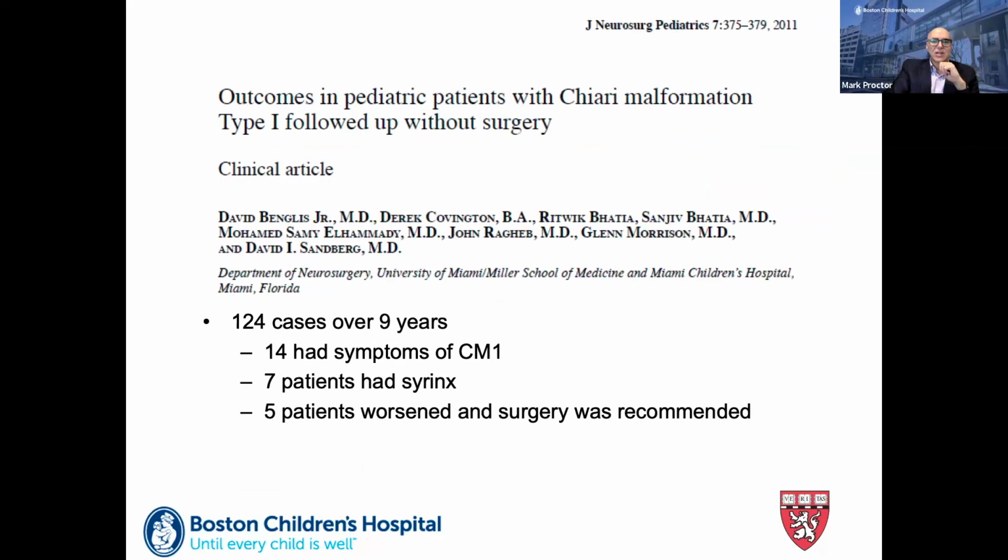This is a nice study from Miami Children's Hospital, from Dr. Sandberg, who's now in Texas, and they looked at 124 cases of Chiari malformation, followed them out over nearly a decade, and only 14 had symptoms, and only 5 went on to require surgery. So you could see 5 out of 124, less than 5%. So another study suggesting that the natural history here is pretty benign.